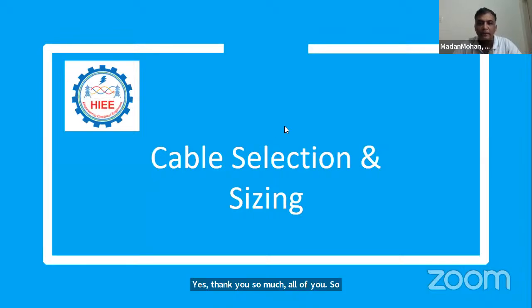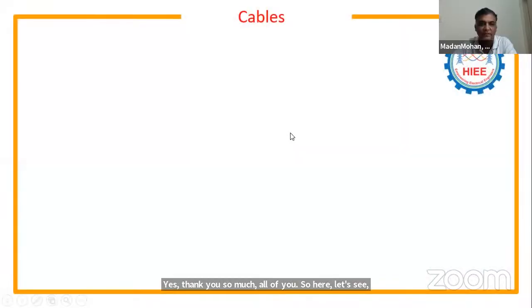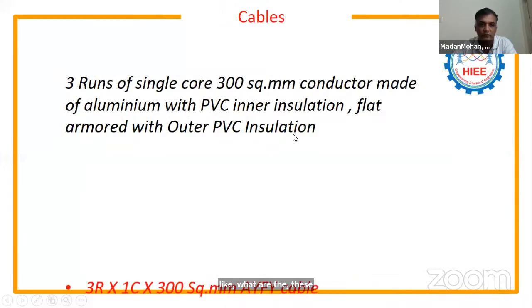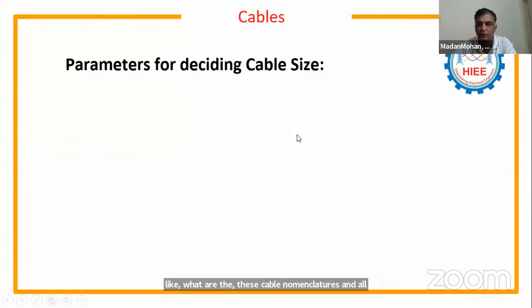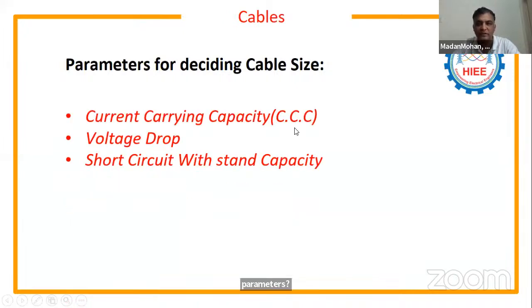Now let's see the cable nomenclatures we saw yesterday. It's very clear. Now we have to know what parameters decide cable size. This is a very, very important interview question. When you go for any interview, most frequently people ask what the parameters deciding cable size are. Your answer should be very simple: current carrying capacity, voltage drop, and short circuit withstanding capacity. These are the three parameters that decide cable size.